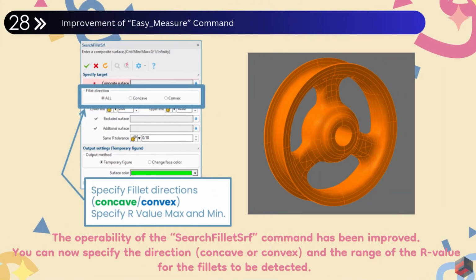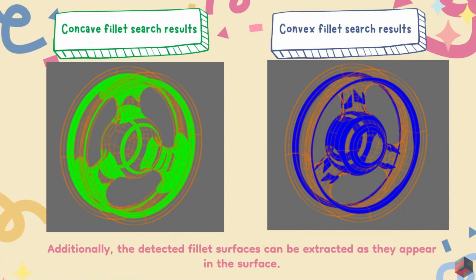The operability of the Search Fillet Surface command has been improved. You can now specify the direction, concave and convex, and the range of the R value for the fillets to be detected. Additionally, the detected fillet surfaces can be extracted as they appear in the surface.